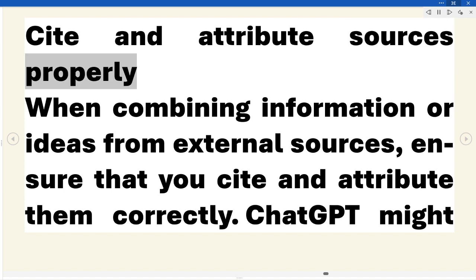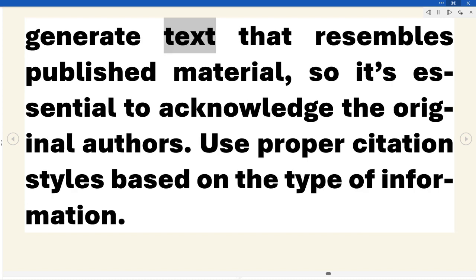Cite and attribute sources properly. When combining information or ideas from external sources, ensure that you cite and attribute them correctly. ChatGPT might generate text that resembles published material, so it's essential to acknowledge the original authors. Use proper citation styles based on the type of information.